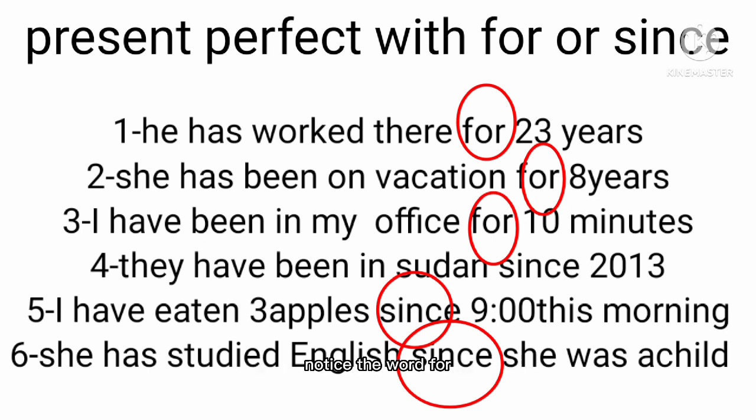Notice the word for: we can use for with an amount of time. All of these actions still continue. Another keyword is since. They have been in Sudan since 2020. We use since with a date or point in time, not an amount of time. I have eaten 3 apples since 9 o'clock this morning. She has studied English since she was a child.